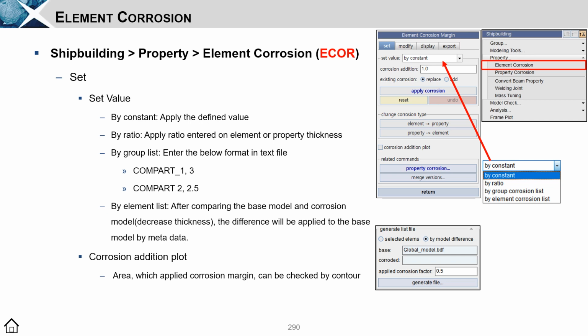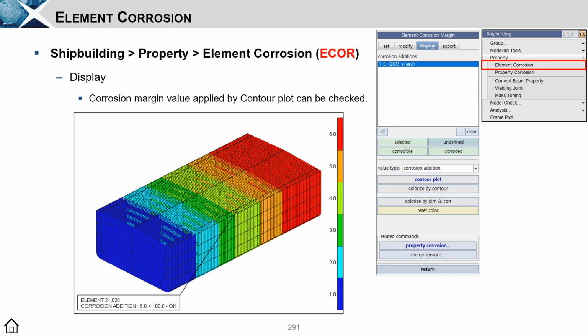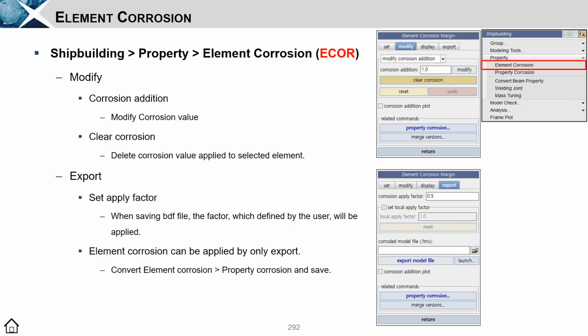When you enable the corrosion addition plot option, you can see the corrosion margin applied in real time as the contour. You can check the properties applied corrosion margin by contour plot. You can modify or remove corrosion value applied to selected elements. When exporting models with corrosion value, you can apply the factor to the entire model or a local factor to the selected element.